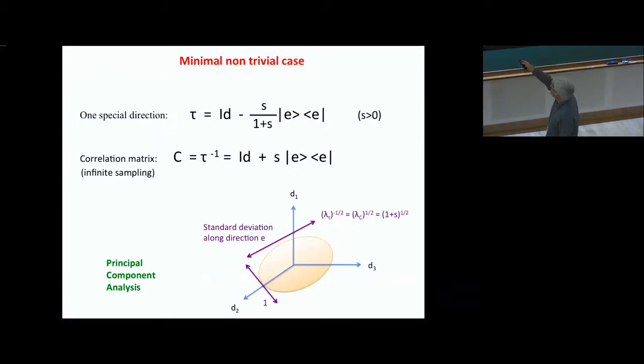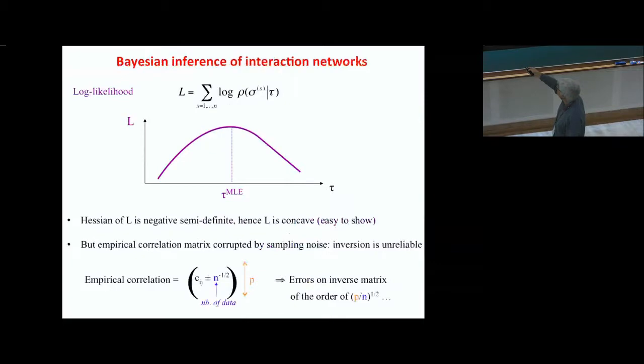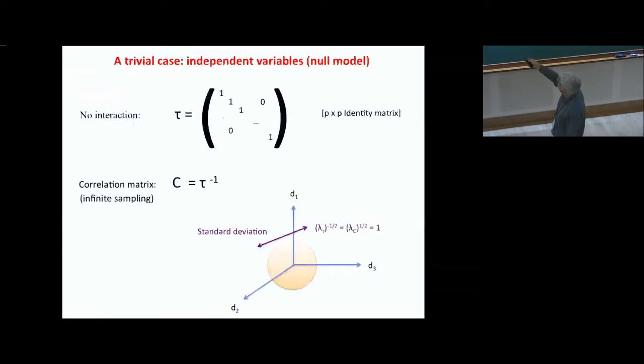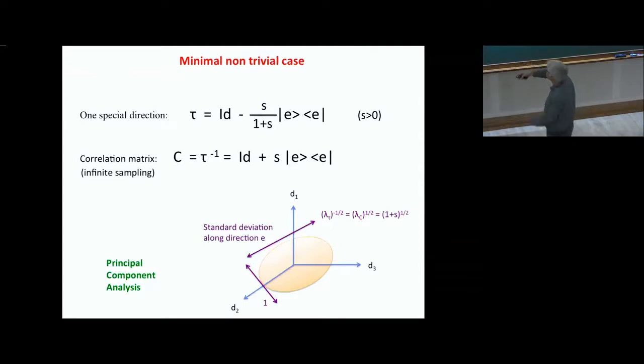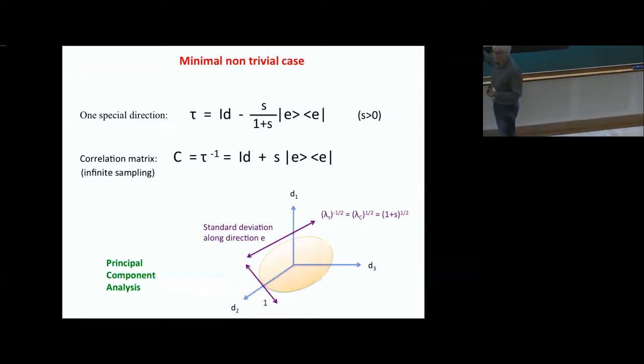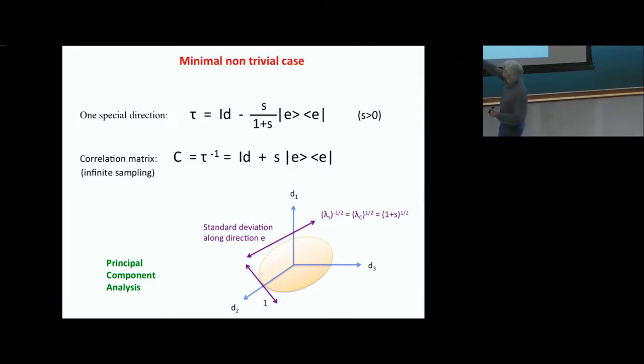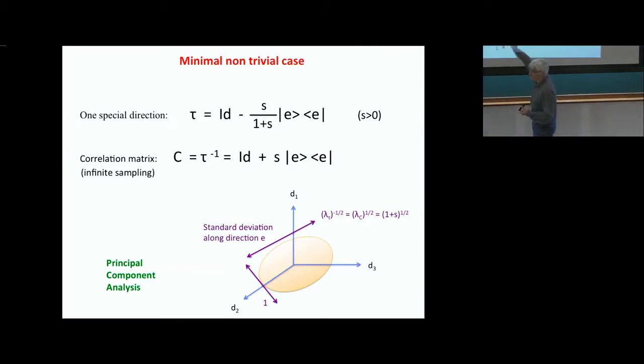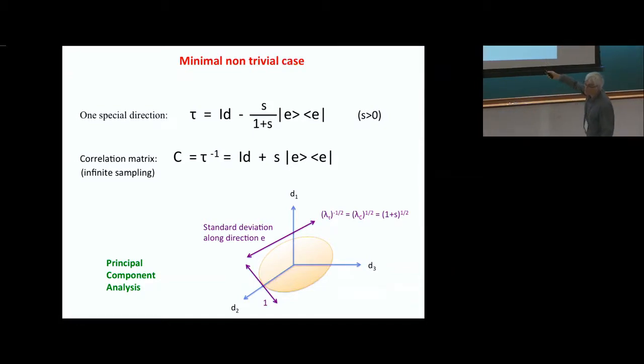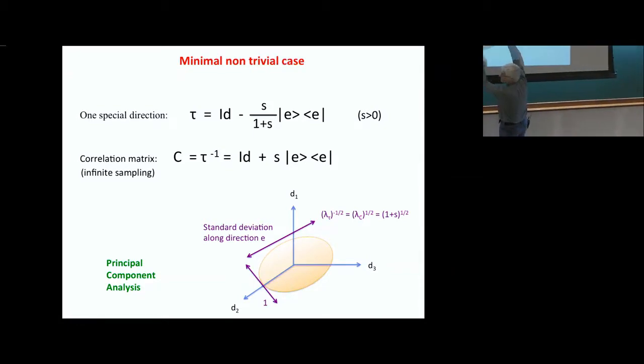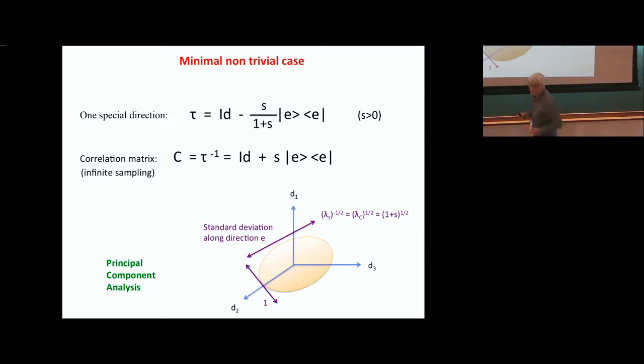So why do I choose this form? Because if I compute the inverse and get the correlation matrix from the model, I get the identity plus S times the projector over E. So now if I generate data from this distribution, where tau has this form here, and I plot the data, I have a cloud of points, as before, but now the cloud of points is more interesting. It's elongated along the E direction, and the eigenvalue of C along this direction is, well, you can read it from here, it's 1 plus S. That means the standard deviation is going to be square root of 1 plus S here. Well, in the other direction, it's always 1.